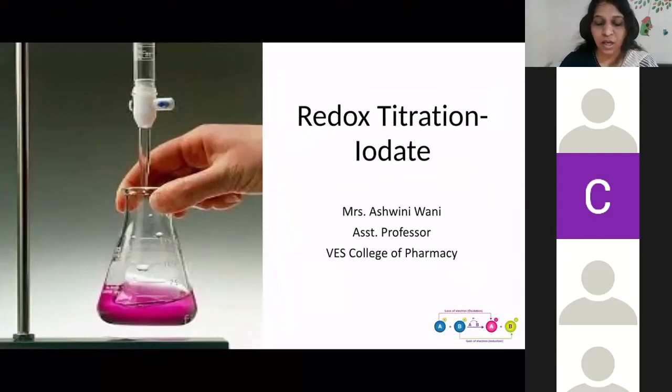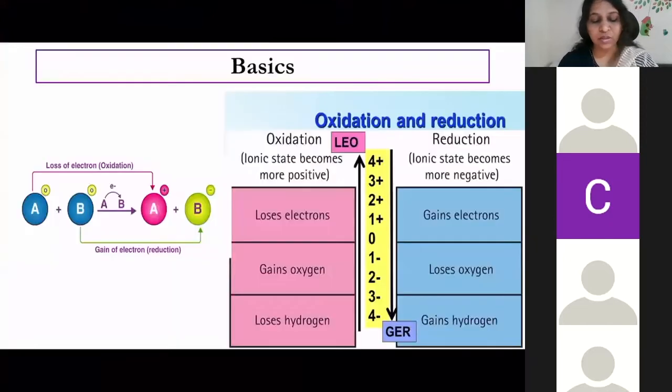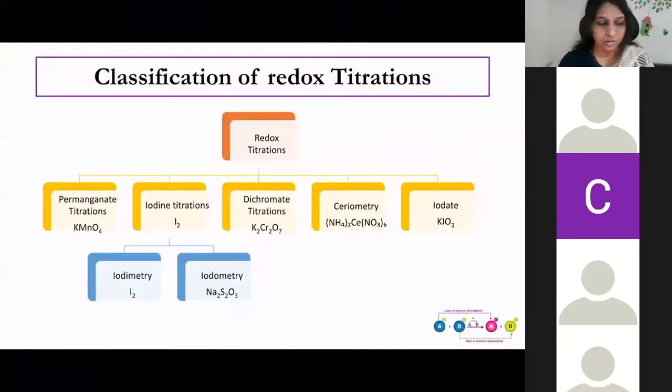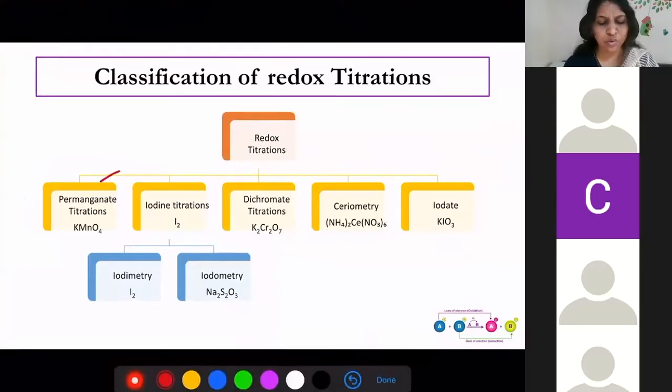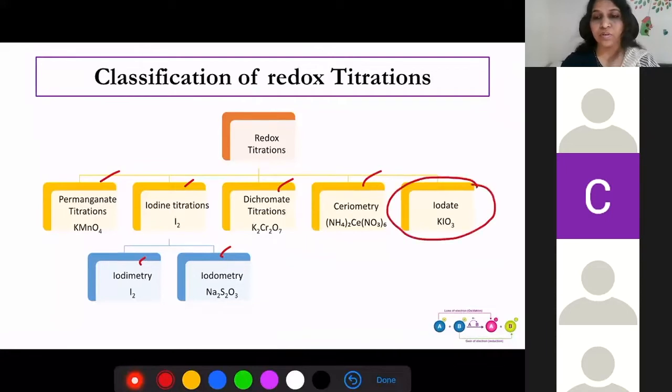of titration is iodate titration. Okay. Now, under iodate titration, all of you remember that we have finished with KMnO4, we have finished with iodine and iodometry, dichromate and cerimetry titration. Today, we are looking at iodate titration.